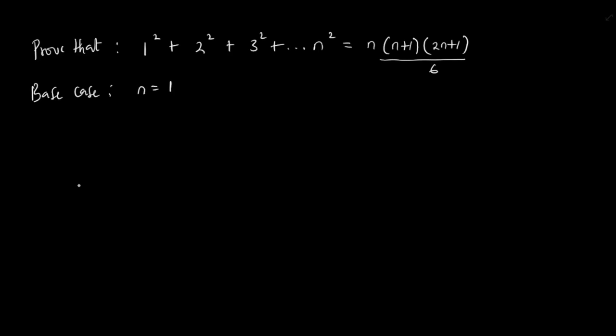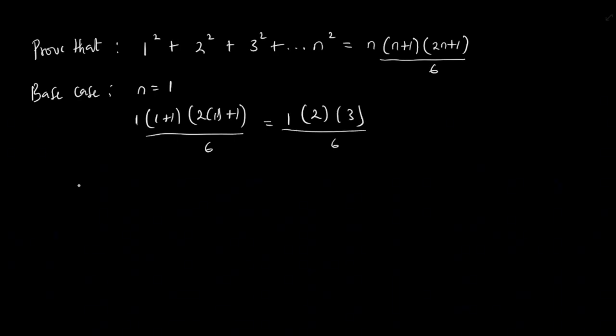So let's set n equals 1 at the right hand side. If n equals 1, we have 1 multiplied by 1 plus 1, then 2 times 1 plus 1 over 6. So we have 1 plus 1 is 2. 2 times 1, we have 2 plus 1, which is 3 over 6. 1 times 2 times 3 over 6 equals 1. So 1 squared is 1, and this is also 1. So it is true for n equals 1.